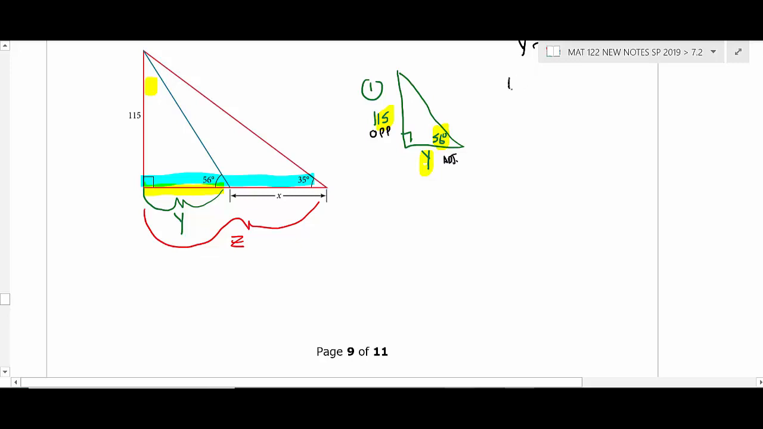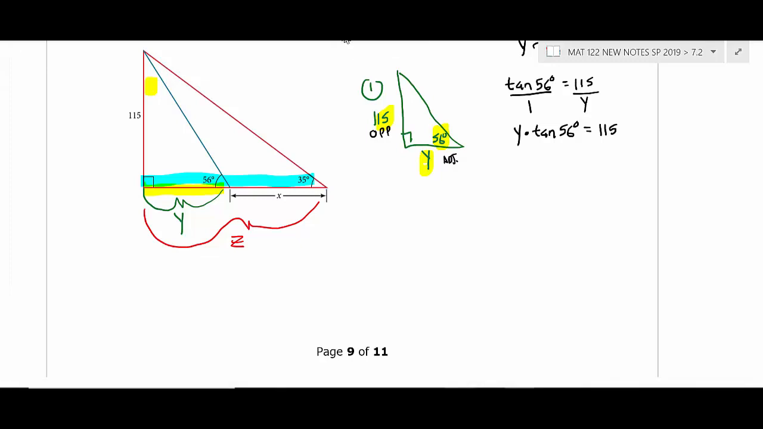So what we would set up is tangent of 56 degrees is equal to 115 over y. And then we're going to cross multiply. So go ahead and cross multiply that. So we'd have y times tangent of 56 degrees equals 115 times 1, or 115. Then what you want to do with this is divide both sides by tangent of 56 degrees.